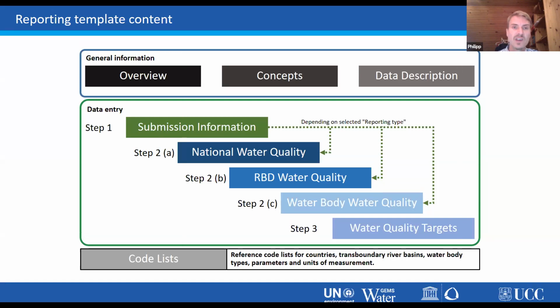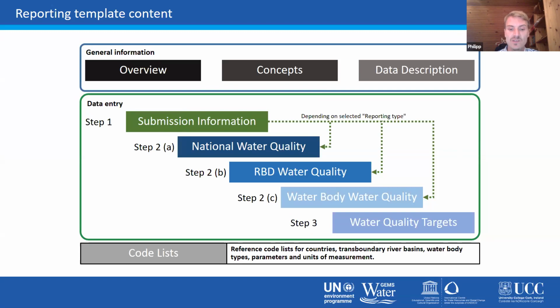And this reporting template as an Excel spreadsheet consists of 16 tables, but only 4 or 5 require you to enter data depending on the level of reporting that you select and that you prefer. The other tables are for information and reference only. And on this slide here, you see these tables listed with their color reflecting their appearance within the template.